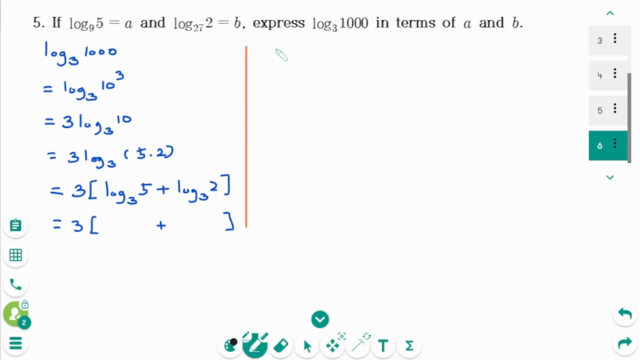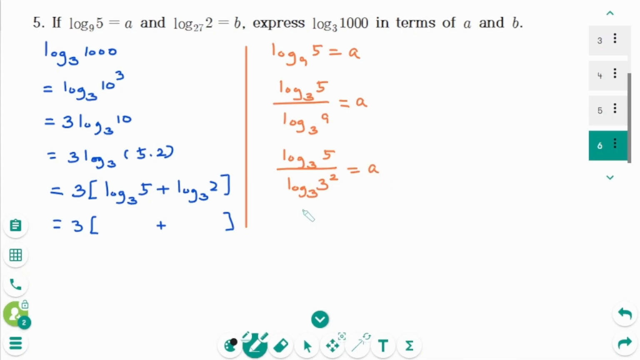In the given expression, log base 9 of 5 equals a, use change of base rule, then the new base is 3, log base 3 of 5 over log base 3 of 9 equals a, then log base 3 of 5 over the denominator, log base 3 of 3 squared equals a, and log base 3 of 5 over 2 times 1 is 2 equals a, then times 2 on each side, log base 3 of 5 equals 2a, which is here.